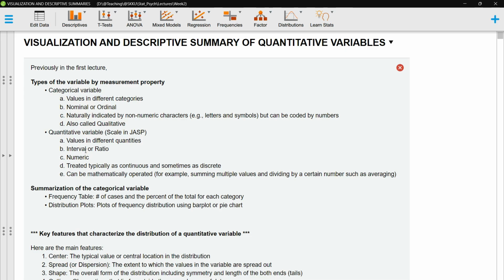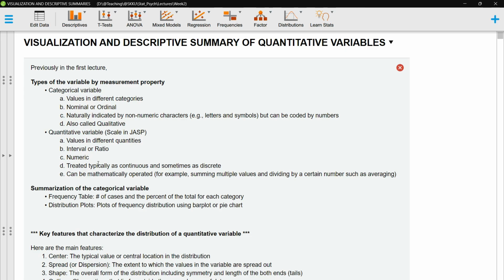For example, the interval variable and the ratio variable have the values in different quantities. We use the number to represent the differences in interval variable or ratio variable. So the quantitative variable is a numeric variable, and typically we treat the quantitative variable as continuous, but sometimes we use a number as discrete, for example, integers like 1, 2, 3, 4, and 5. So we can still use the numeric variable as a discrete variable in the quantitative variable.